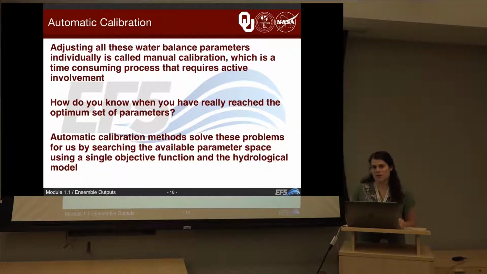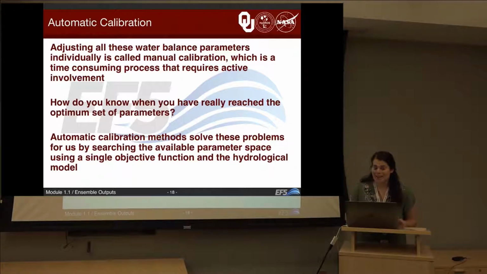So you'll go into the control file and you'll put different values for one parameter and see how that changes your actual hydrograph. However, manual calibration is a time-consuming process that requires active involvement. And using manual calibration, it's hard to know if you actually reach the optimum set of parameters. You may have a good Nash value, but it may be able to be better.